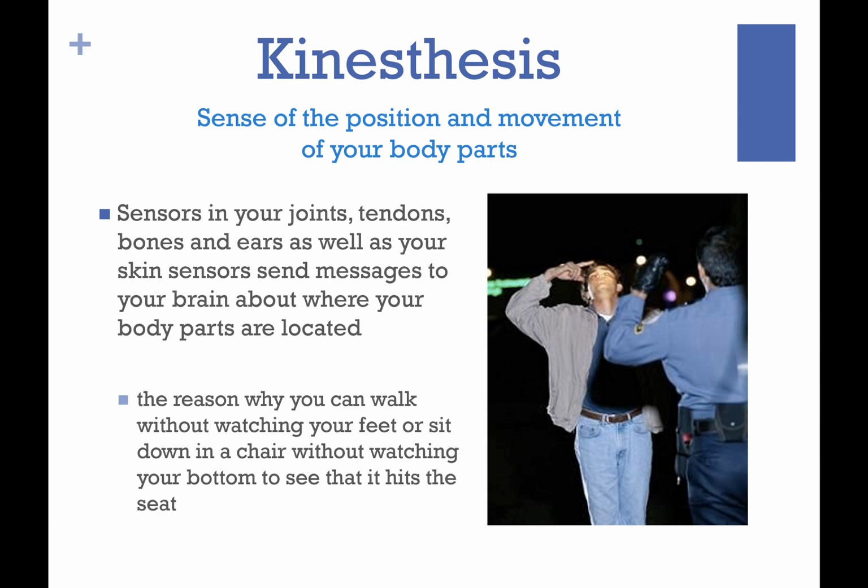I know a lot of you probably just put your hand behind your back so that you can kind of simulate what we're talking about here. But even if you can't see your body parts, your brain can anticipate where your body parts are. So that's what kinesthesis is. Sensors in your joints, tendons, and bones and ears, as well as your skin, send messages to the brain about where the body parts are located. The reason why you can walk without watching your feet or sit down in a chair without watching is that your brain perceives where those body parts are.